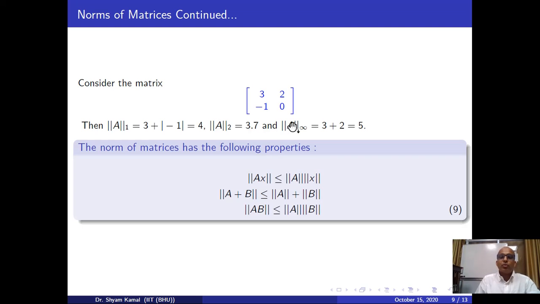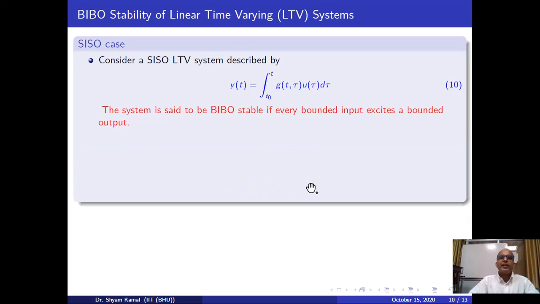Now we all know that this kind of relation will exist. So again, it is very easy to prove. So sometimes we are using this kind of relation. Now let us come to the bounded input bounded output stability of linear time varying system.